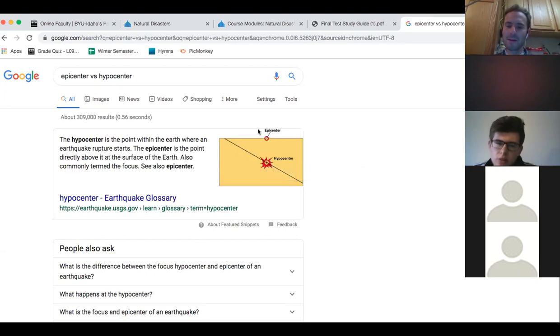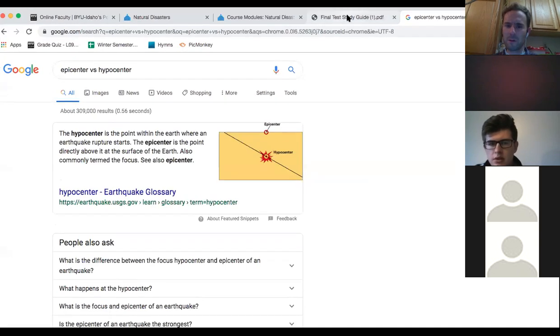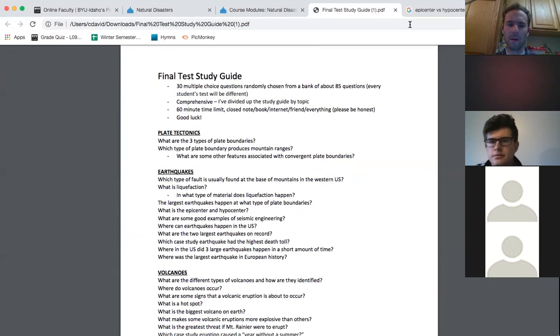So if you look at this image here, you've got this line representing your fault, and it broke down here first, but it didn't expose on the surface until over here. So just remember your epicenter is directly over the hypocenter, and the hypocenter is where the break started. Does that make sense to everybody? Okay. Very good.